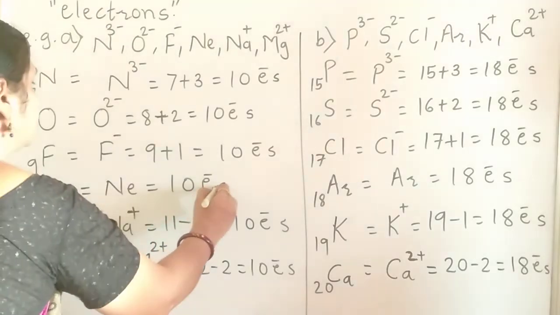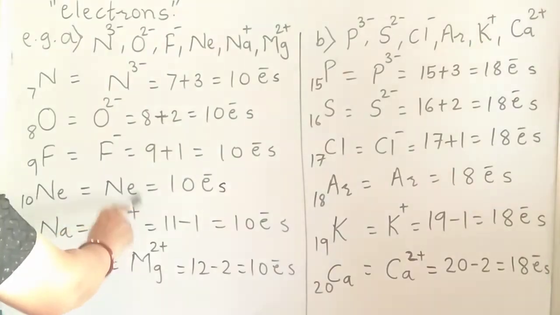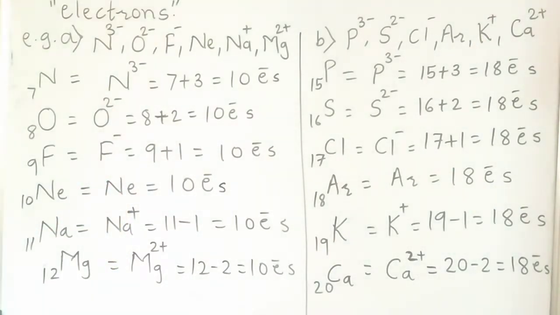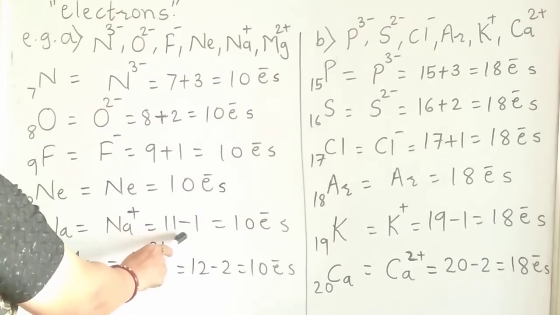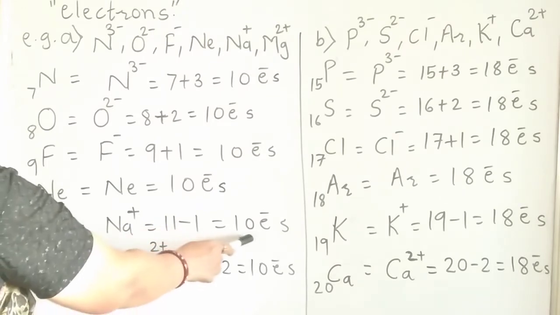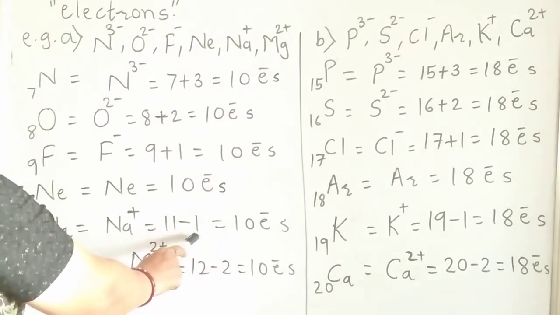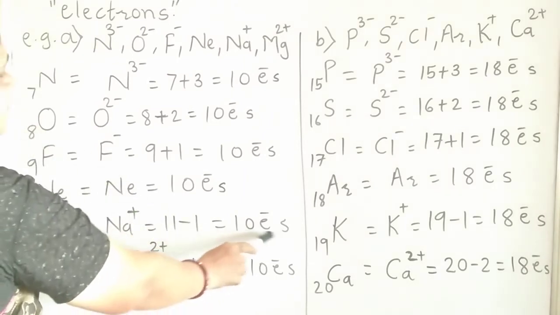Now the sodium ion is obtained from the sodium atom, but here a positive charge is there. A positive charge means there is a loss of electron. The sodium atom with atomic number 11 contains 11 electrons. Carrying one positive charge indicates that it loses 1 electron, so the sodium ion is formed by losing 1 electron. That is why it carries one positive charge. To calculate the number of electrons in the sodium ion, we subtract 1 from 11. So 11 minus 1 is equal to 10 electrons.